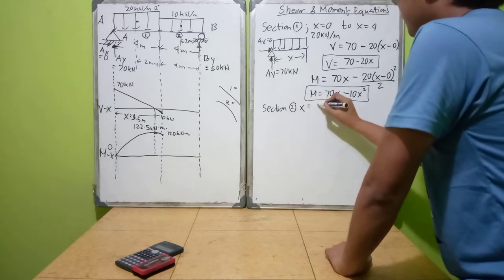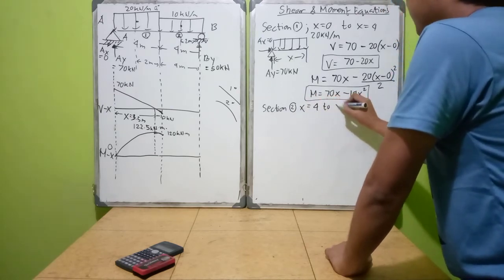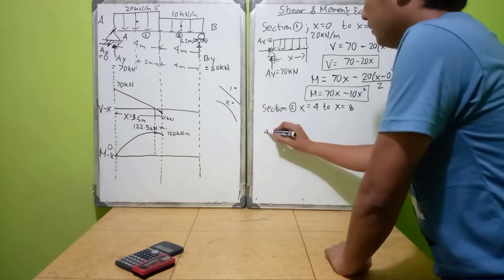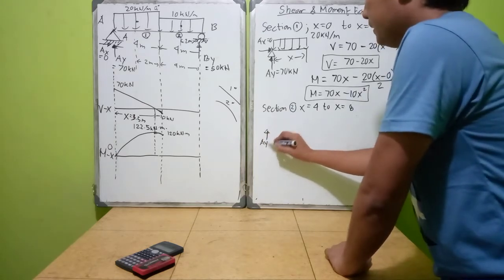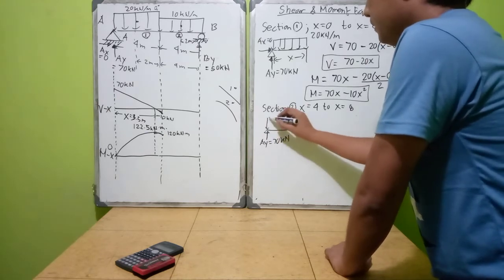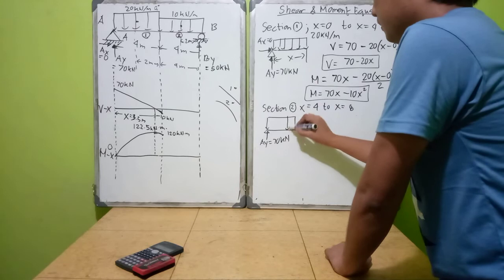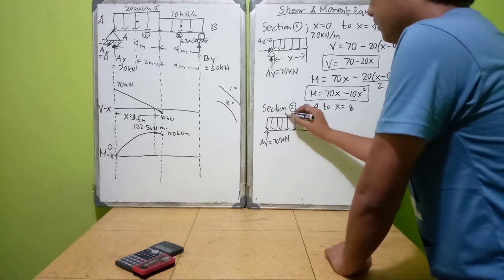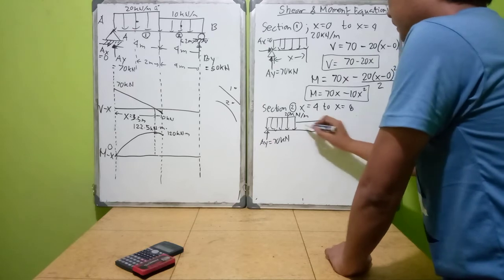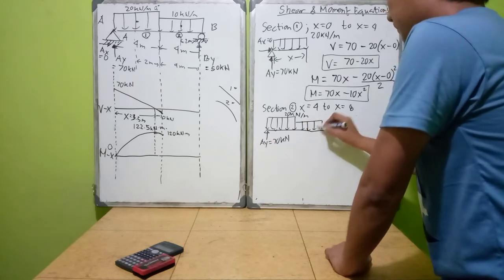X is equal to 4 to X is equal to 8. Okay, so let's draw. We have Ay is 70 kilonewton. Then we have a distributed load of 20 kilonewton per meter. And then we have a 10 kilonewton per meter here.